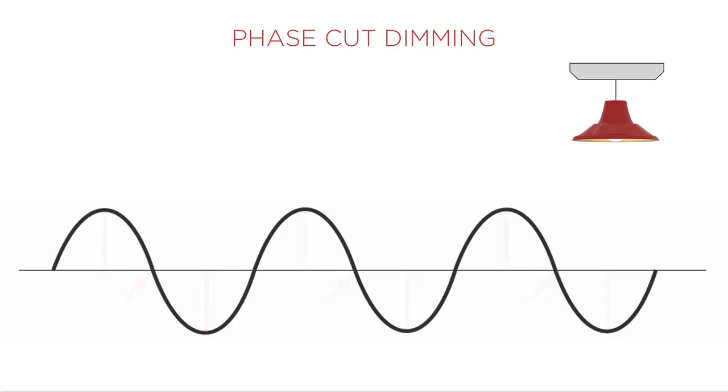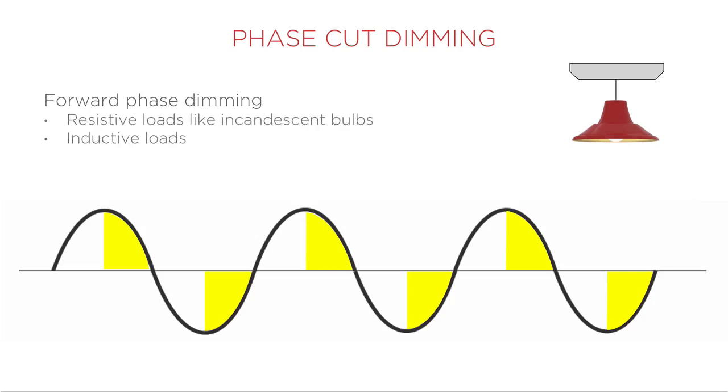Forward phase dimming leaves the light off at the zero cross, where the sine wave crosses the plane. And at 50% dimmed, the load receives power halfway through the cycle, again losing power at the zero cross, and regains power halfway through the next wave. Forward phase dimming is compatible with resistive and inductive loads.